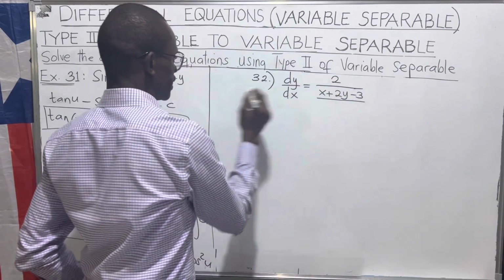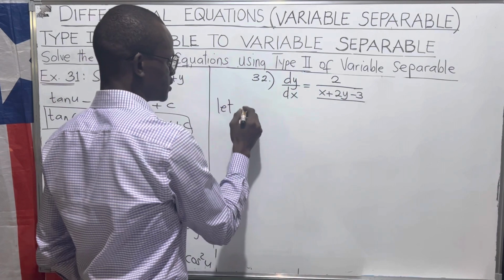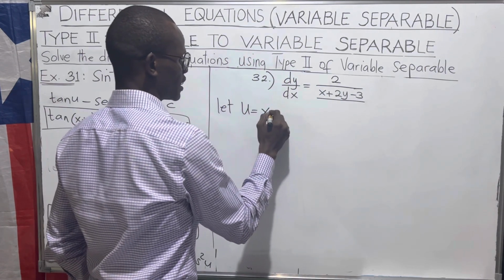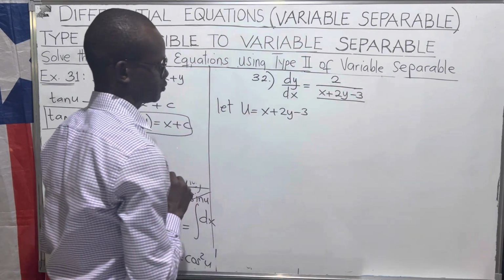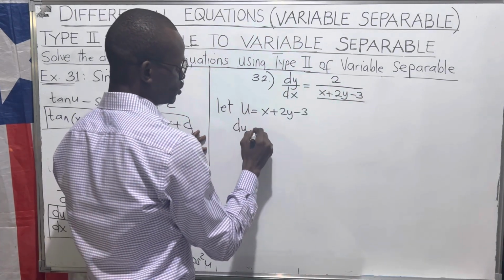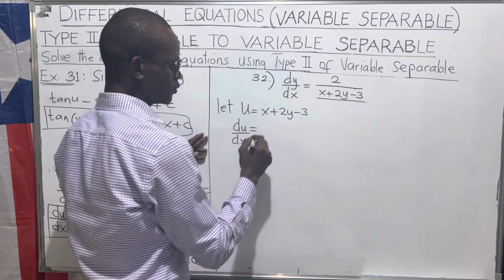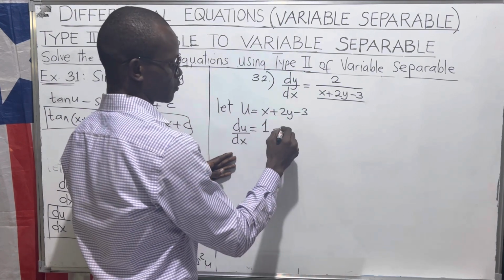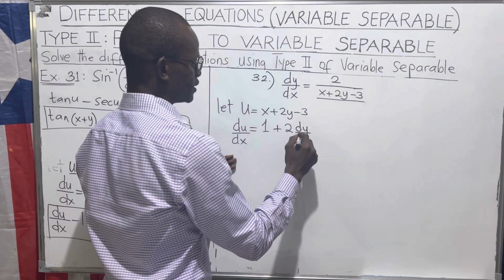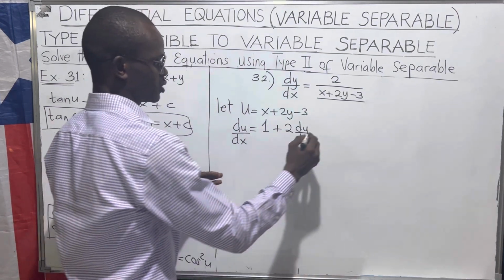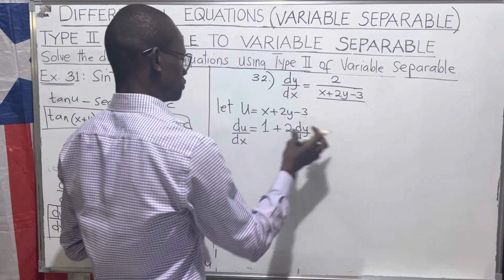So we can substitute that entire expression by some variable. We say let u equal x plus 2y minus 3, so that we just have a single variable right here. Now we differentiate both sides. du equals, this is 1, this is 2. Then you attach dy by dx because y is a function, plus 0.